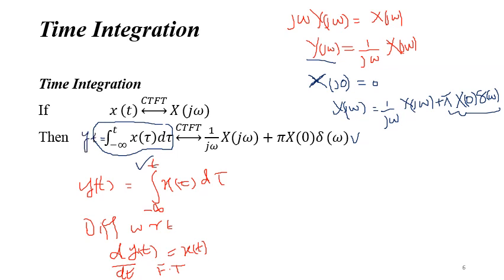And whatever you get here, this whole is your Y of j omega, right? And you know that why we add this extra term. Okay, so let's consider an example.